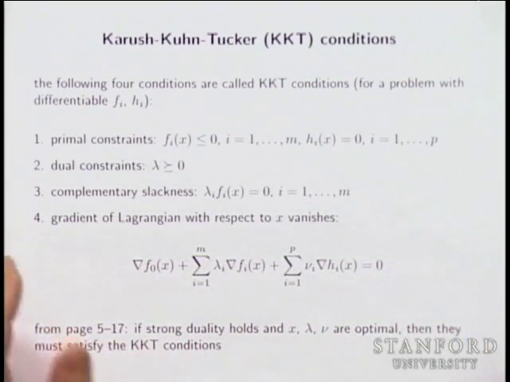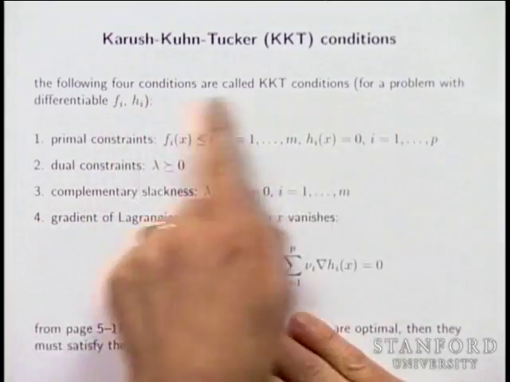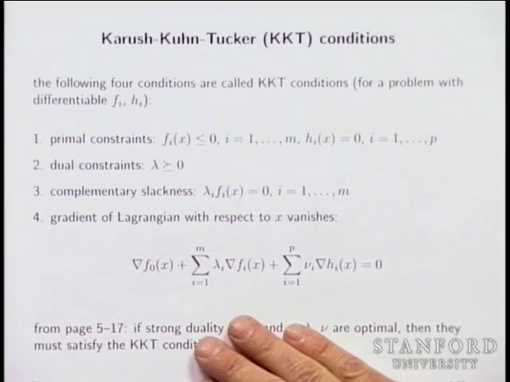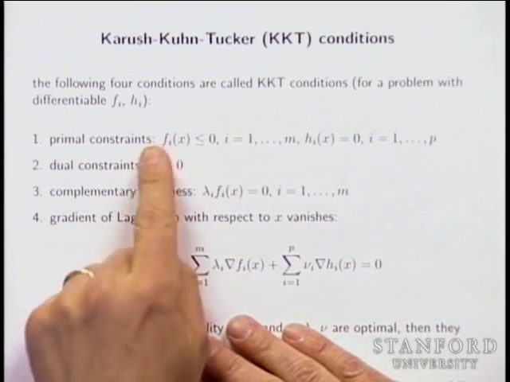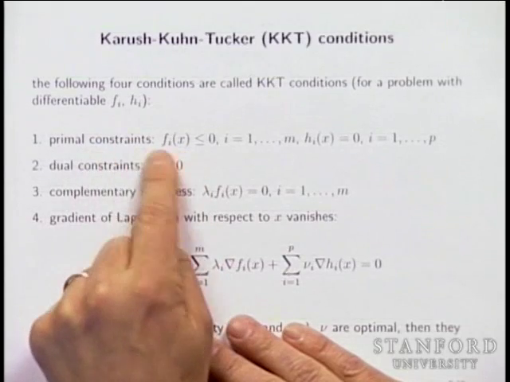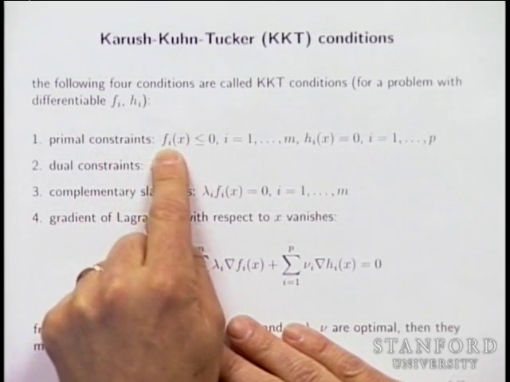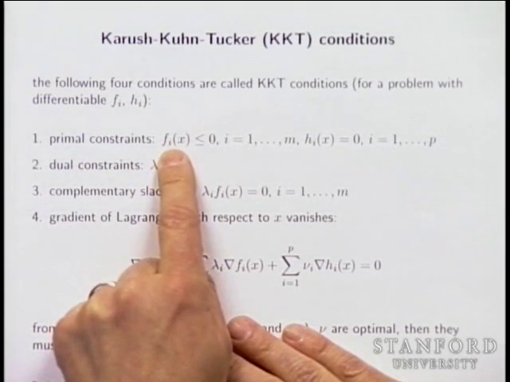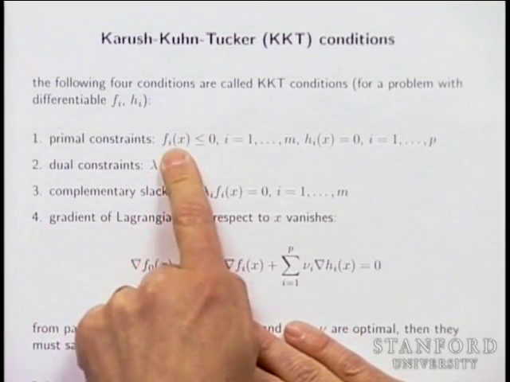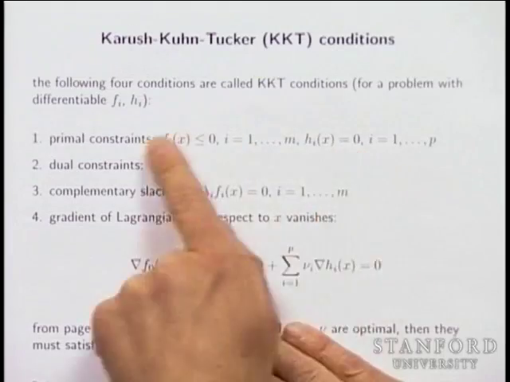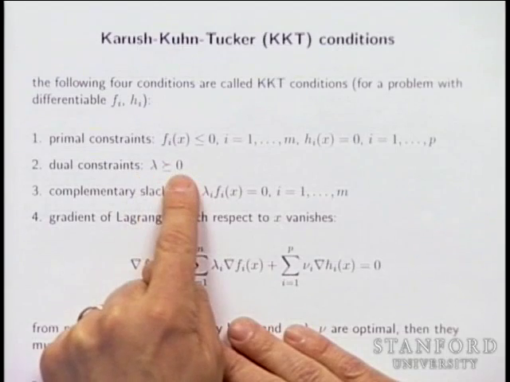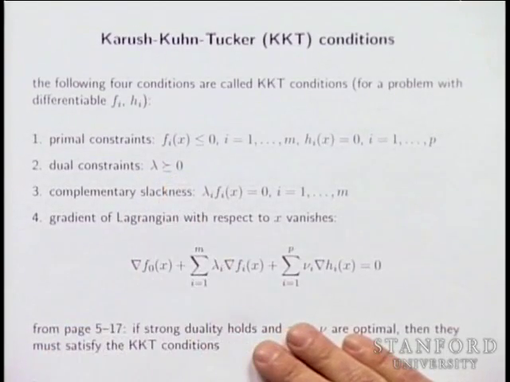Now the question is, what about with inequality constraints and so on? And this is for differentiable fi and hi. Okay, here it is. You have to have the following. Obviously, you have to have primal feasibility. So x could not possibly, by definition, be optimal if it weren't feasible. Feasible means that it satisfies the inequality constraints and the equality constraints. That's number one. Dual feasibility says that the lambda i's are bigger than or equal to zero.